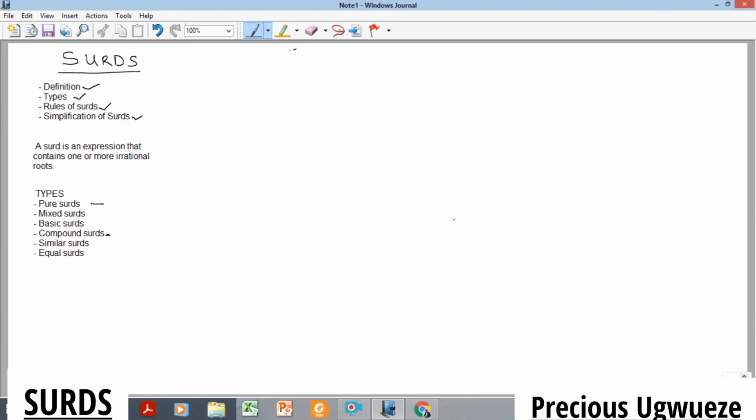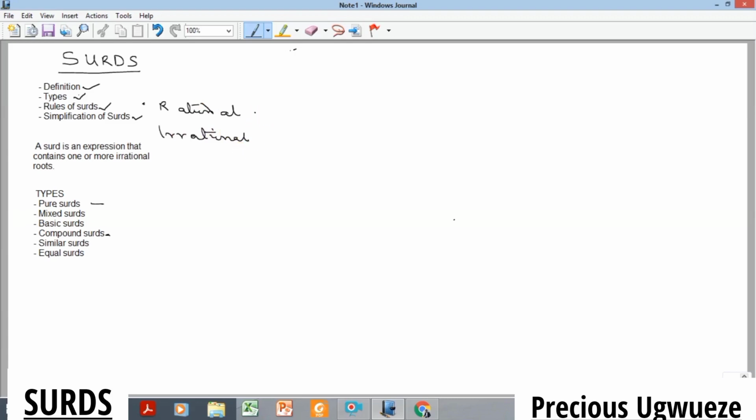Okay, so now straight away, what is a surd? Now you remember that when we talked about types of numbers, we said that we have what we call the rational numbers, and now we have what we call the irrational numbers. Now these are two major types of numbers.